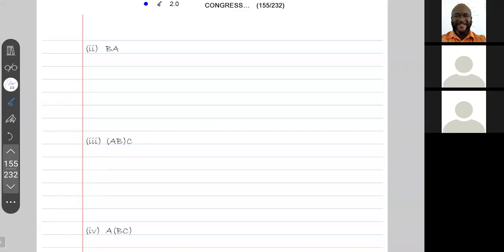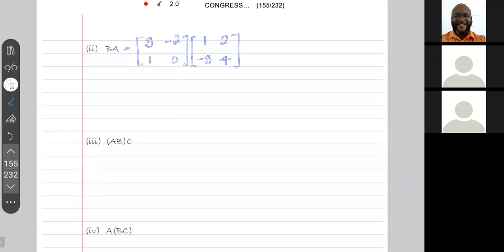All right, so next we're doing B times A. B is 3, minus 2, 1, 0. This is B, times A, which is 1, 2, minus 3, 4. So let me know if I made an error.